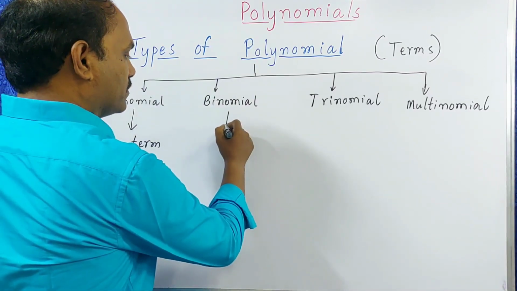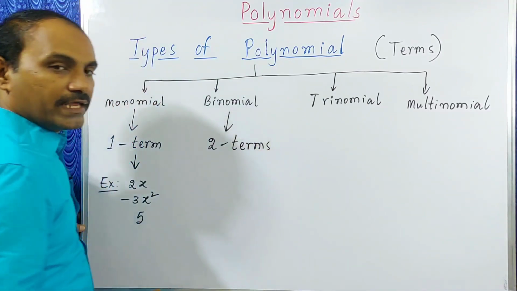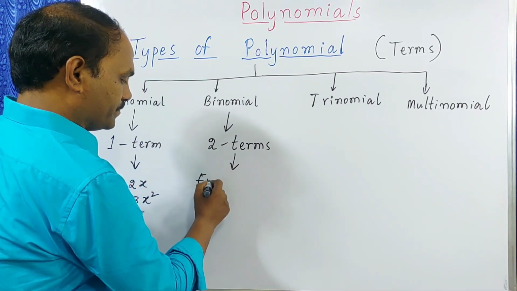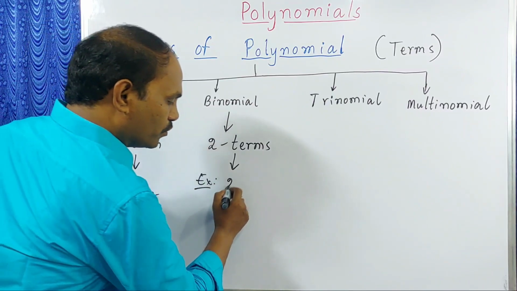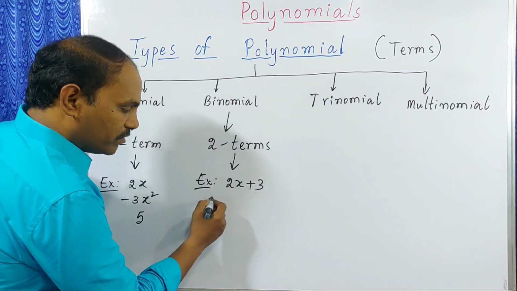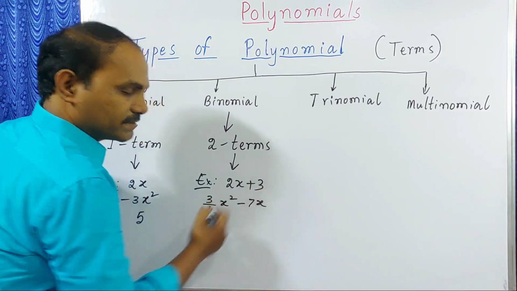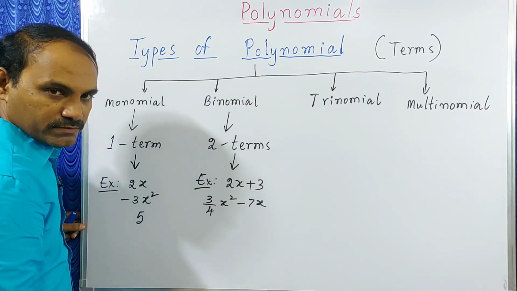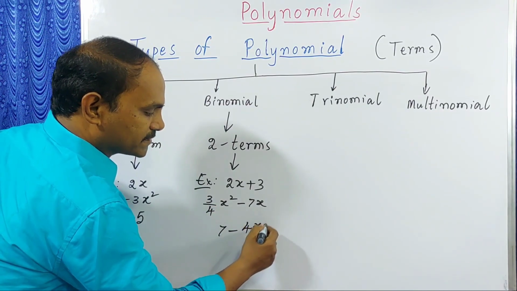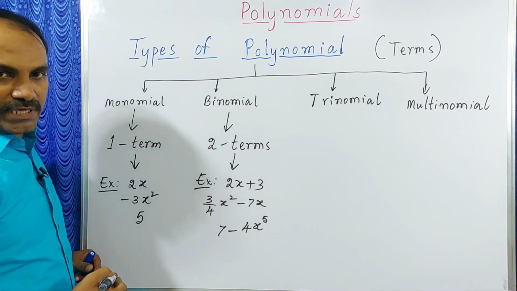Now binomial. If a polynomial has two terms, then it is called a binomial. Two terms, for example, 2x plus 3. Is it? Two terms are there, 2x, 3. Now 3 by 4 x square minus 7x, this one also has two terms. Is it? Now 7 minus 4x power 5. Here also two terms are there, that's why it is a binomial.